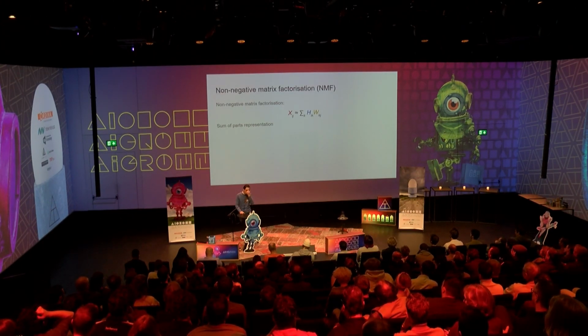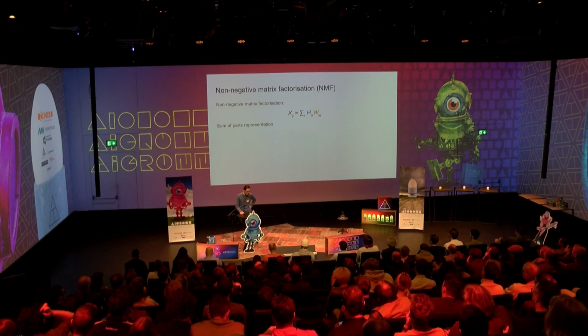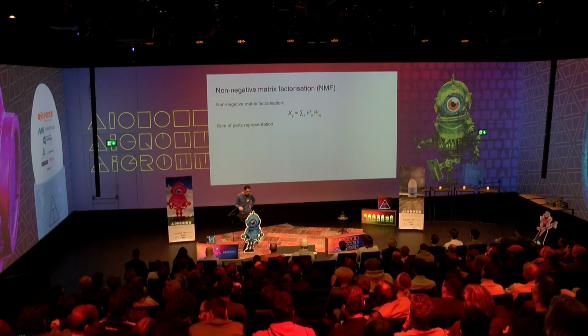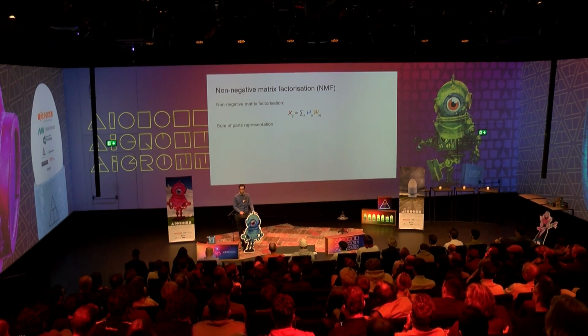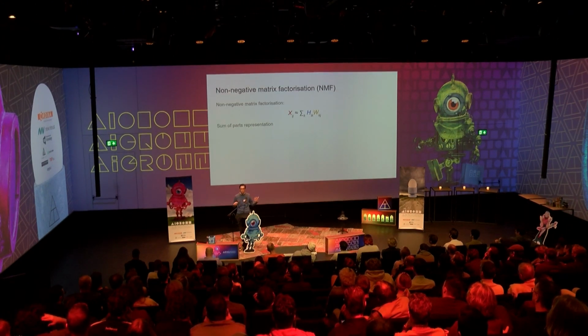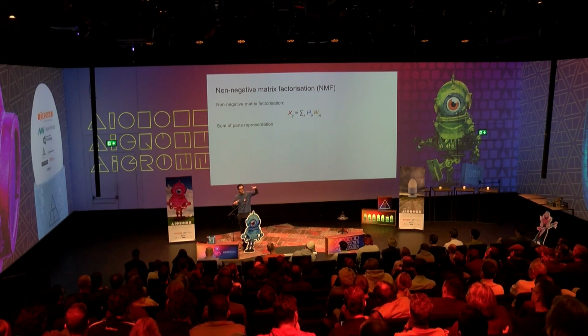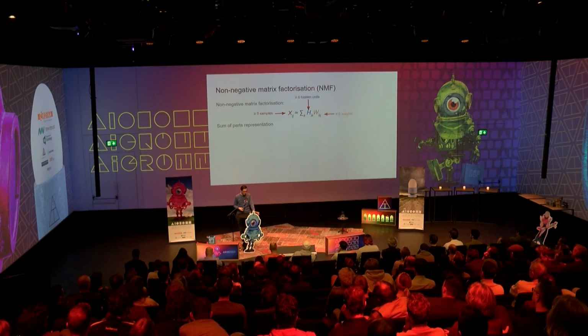Yeah, so it seems very simple, but I think it's quite a powerful technique. So you factorize it in two matrices, and as the name suggests, everything is non-negative. That means that it will learn a sum of parts, because the elements cannot cancel, so they also have to add on top of each other. All the elements have to be non-negative.